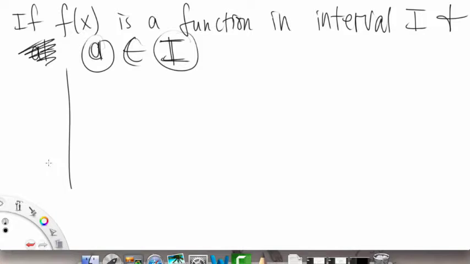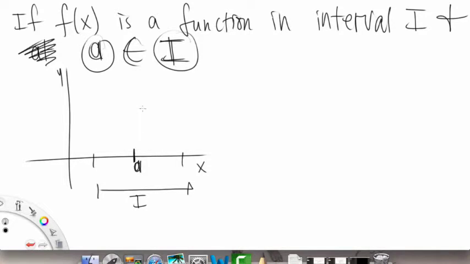So first of all, let's draw what we're explaining here. Here's our x and y graph. Let's say this is the interval I on the x axis, and A is somewhere in there. So let's say A is here. Okay, so that's what I've explained so far. And A is in I.